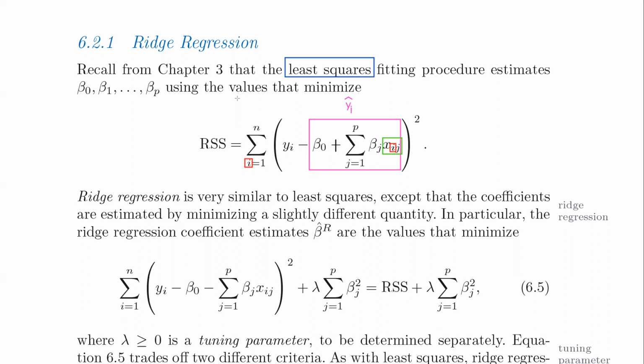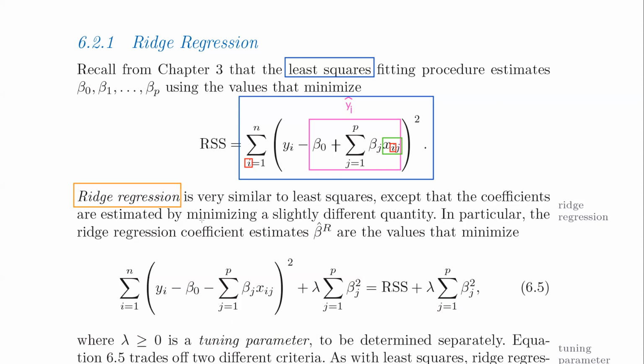And you sum each residual squared, you sum it, which gives us the acronym, the residual sum of squares. And that's what we've been doing ever since chapter 3, if not earlier. Okay, so that explains that notation or that formulation. Ridge regression is very similar to least squares, except that the coefficients, okay, so this is the first time in this book, from what I remember, where we're discussing an alternative to least squares.